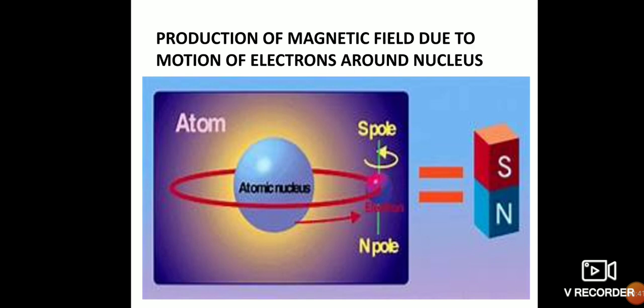As all of us know, every matter is made up of small particles that are known as atoms. Each atom has at its center an atomic nucleus, and electrons are revolving around the nucleus. Electrons have two types of motion. One is spin motion, second is orbital motion around the nucleus. These two types of motions produce a magnetic field or magnetic moment. So electrons can behave as tiny magnets.